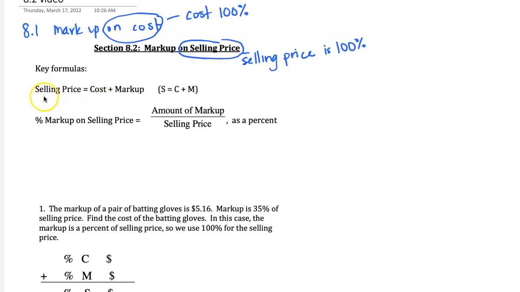We are still going to use that selling price is cost plus markup. When we find the percent markup on selling price, it's very similar to what we used before. We're going to put the markup amount in dollars in the numerator. The selling price now goes in the denominator because we're saying markup is on top of selling price. We convert that fraction to a decimal and then finally to a percent.